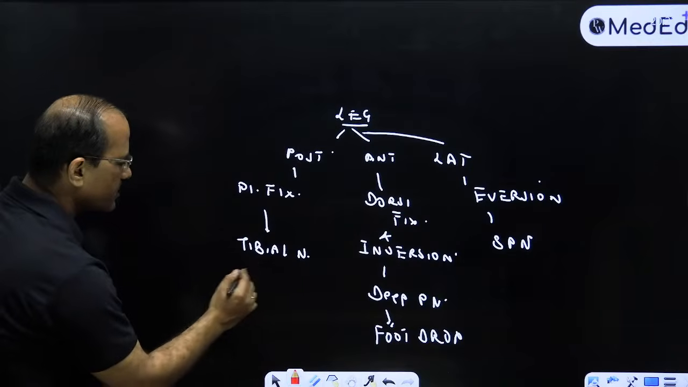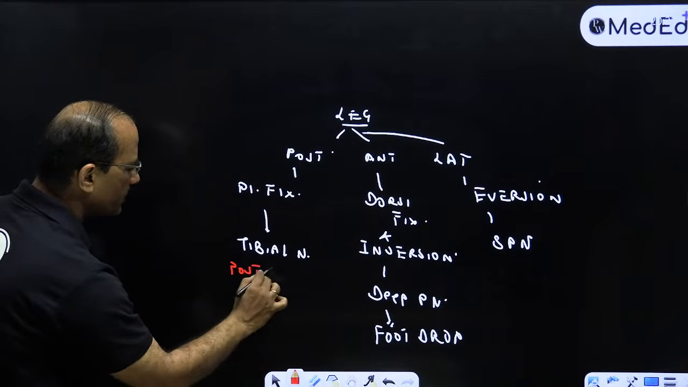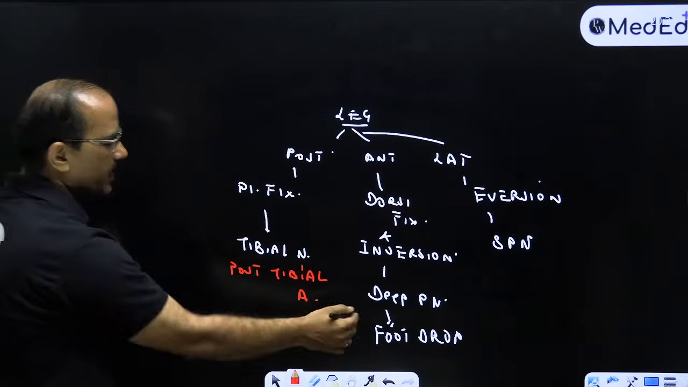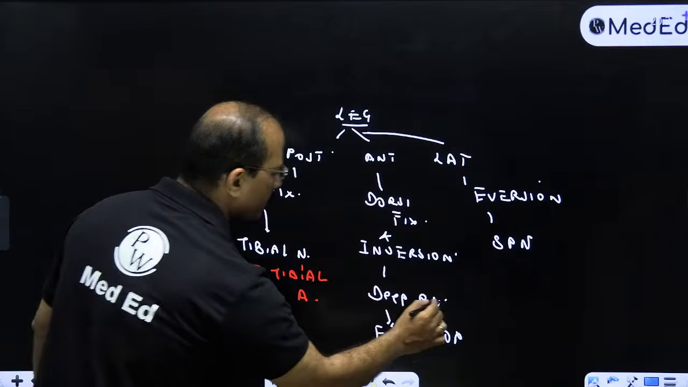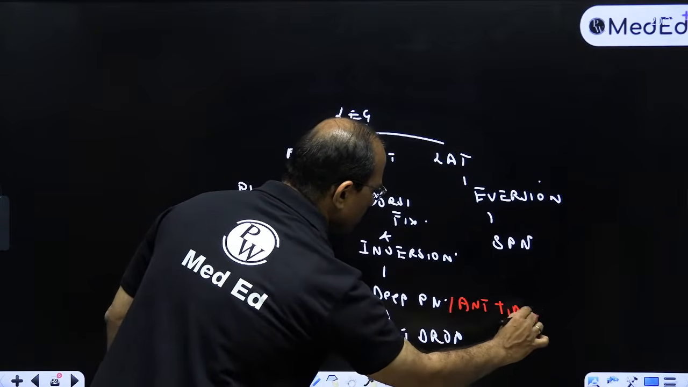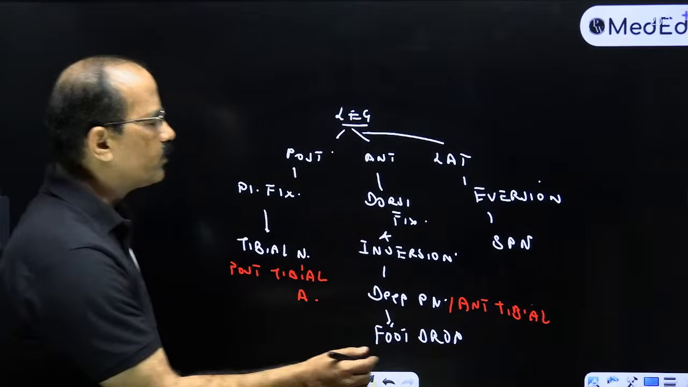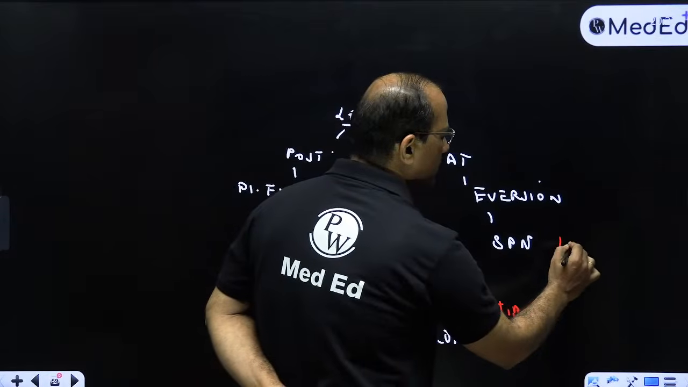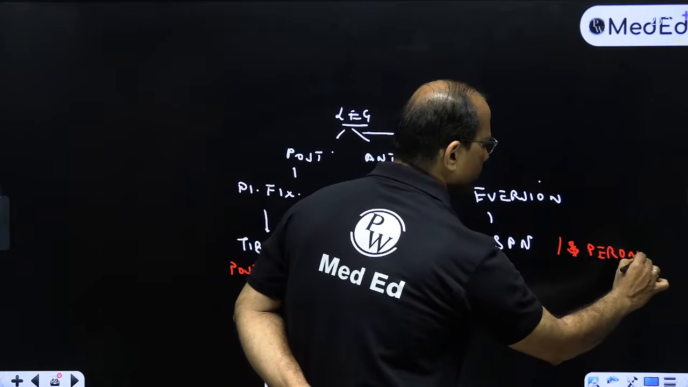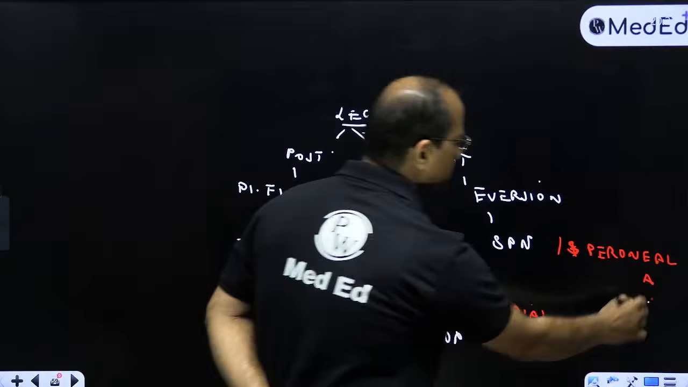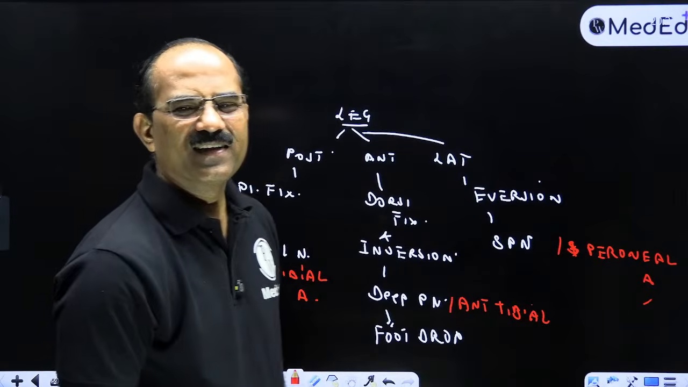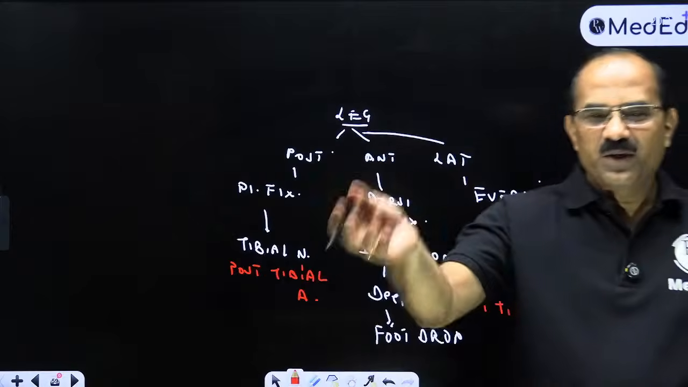What is the artery in this compartment? That's a posterior tibial artery. Posterior compartment की artery, posterior tibial artery. Anterior compartment के artery है anterior tibial artery, and lateral compartment के artery है peroneal artery. Peroneal artery, बस ये याद रखना. ठीक है, that's very important. So artery of the lateral compartment, peroneal artery.